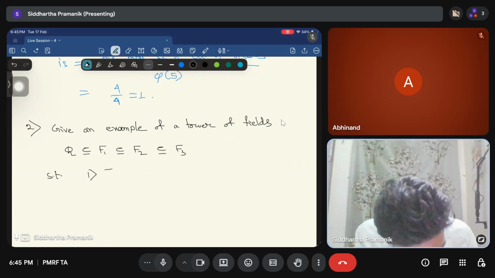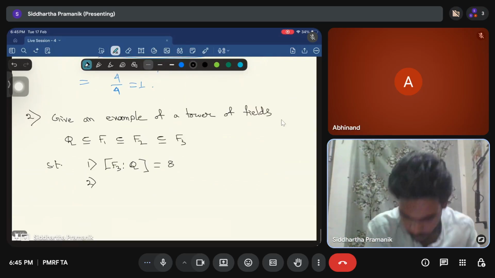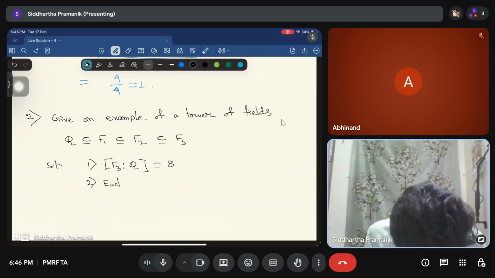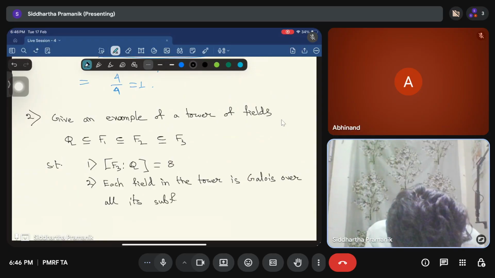The first one is that the degree of the bigger field is 8. And the second one is that each field in the tower is Galois over all its subfields, except F2 over Q.